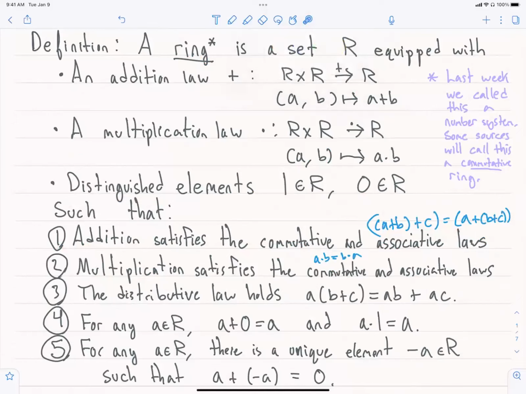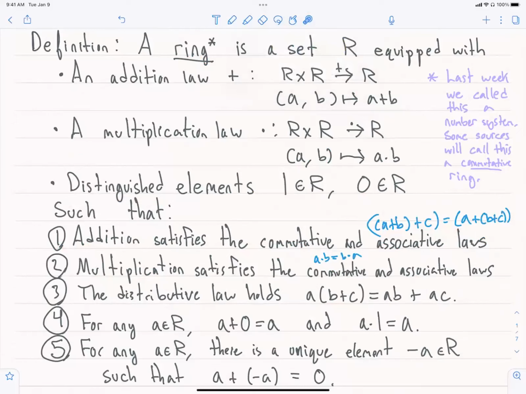Building on that, there should also be some rule that describes how they interact, and that's the distributive law. And that just says A times (B plus C) is AB plus AC. Okay, so again, just what you expect to be true in a number system. We require that to hold.